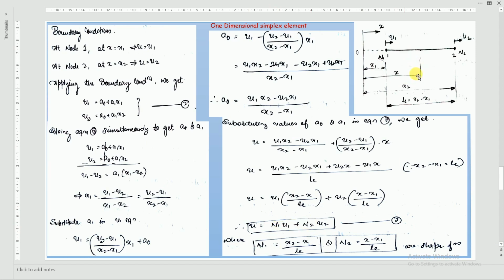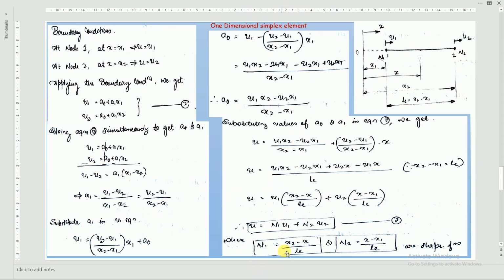Now once you solve the problem, you will know the displacement at node 1, that is u1, and the displacement at node 2. You will know x2, x1 and the length of the element. And if you are asked to find the displacement at some distance x in the element, substitute all the values and you will get the displacement at that point. This is the importance of shape functions.